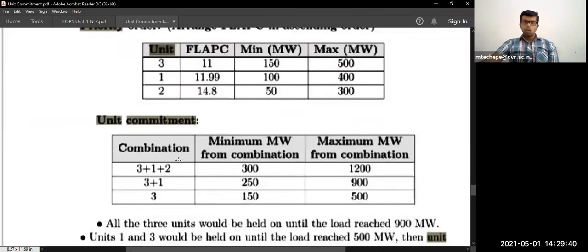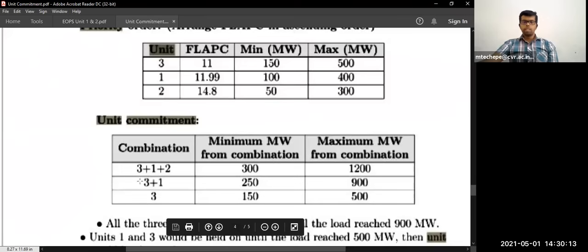With this combination of three generating units, you can easily manage 500 megawatt, 400, 300, and combinations also. If 500 plus 400 is coming, that is 900, you can manage. Then 400 plus 300 is 700, you can manage. Then 500 plus 300 is 800, you can manage. Even with all the combinations you can manage.